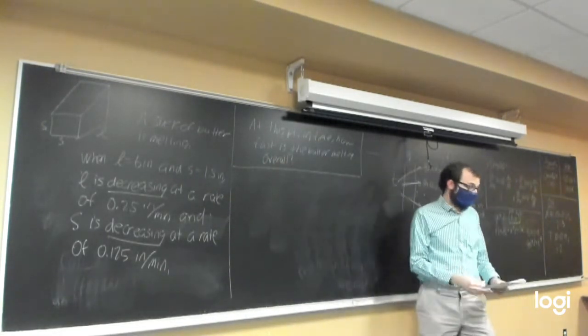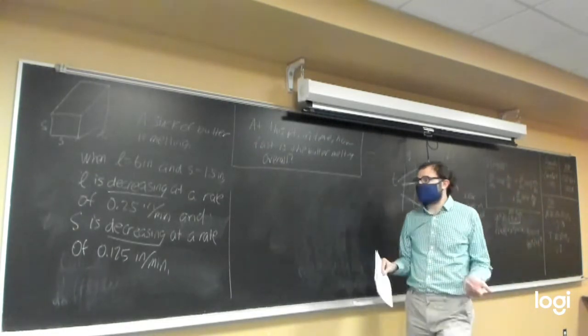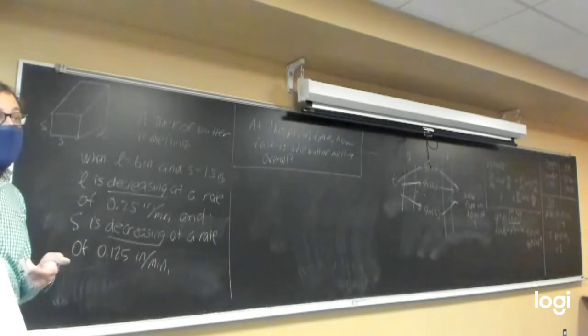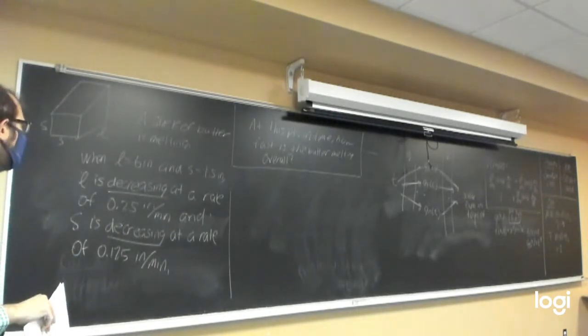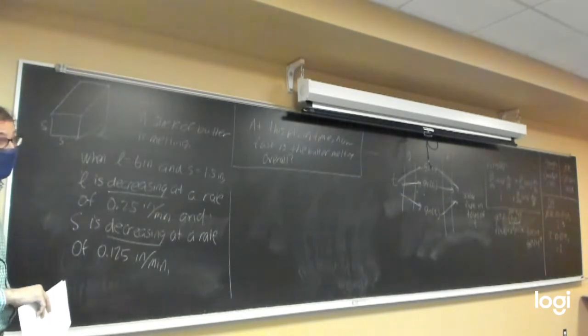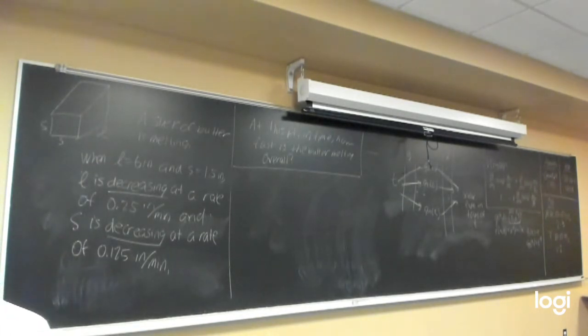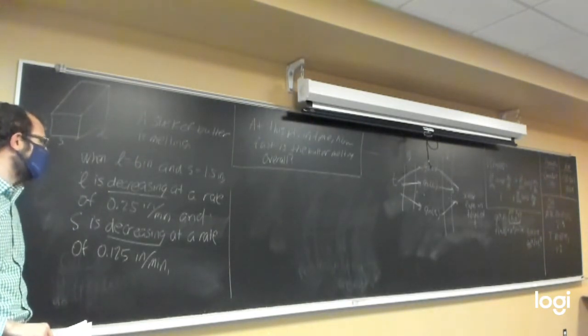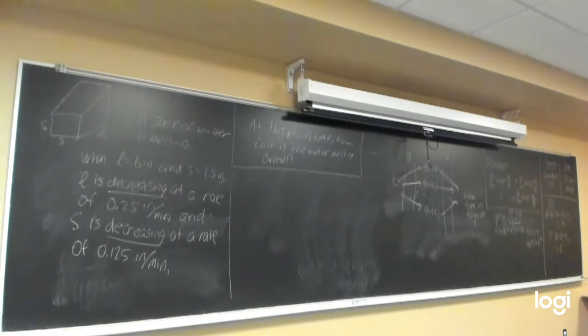So in other words, at what rate is this solid chunk of butter going to be melting away? This is an interesting problem in that we're not actually given any formulas to work with. What we're given is that at some point in time when L equals 6 and S equals 1.5, we know the rates at which L and S are going to be decreasing.